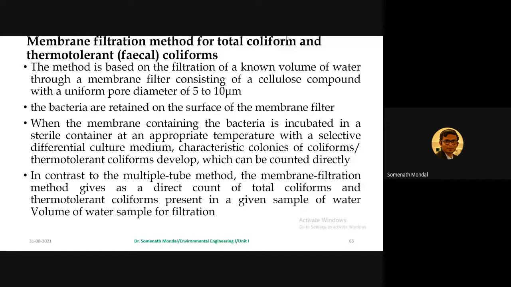So the method is based on the filtration of a known volume of water through a membrane filter consisting of cellulose compound with a uniform pore diameter of 0.45 or 0.2 micron. The bacteria are retained on the surface of the membrane filter. When the membrane containing the bacteria is incubated in a sterile container at an appropriate temperature with a selective differential culture medium, characteristic colonies of coliforms or thermotolerant coliforms develop, that can be counted directly.